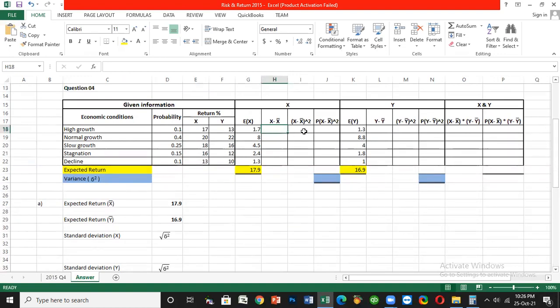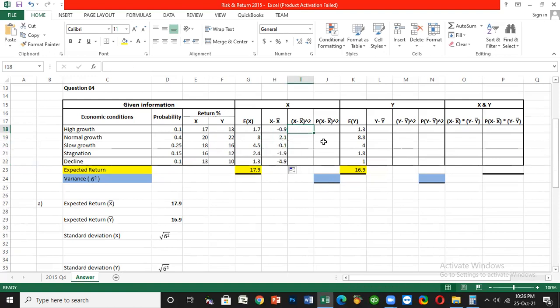First, we calculate X minus X bar. X is 17, minus X bar, the mean expected return of X, 17.9. So minus 0.9 is X minus X bar. So X minus X bar we calculated.